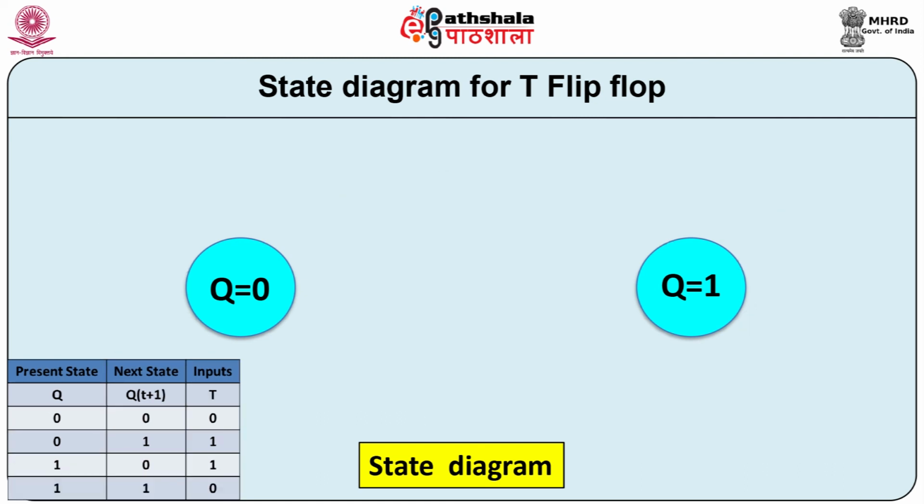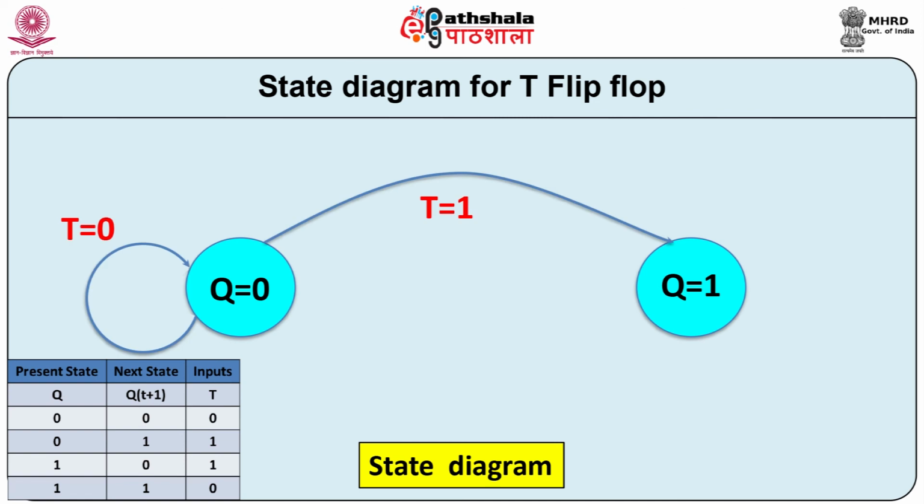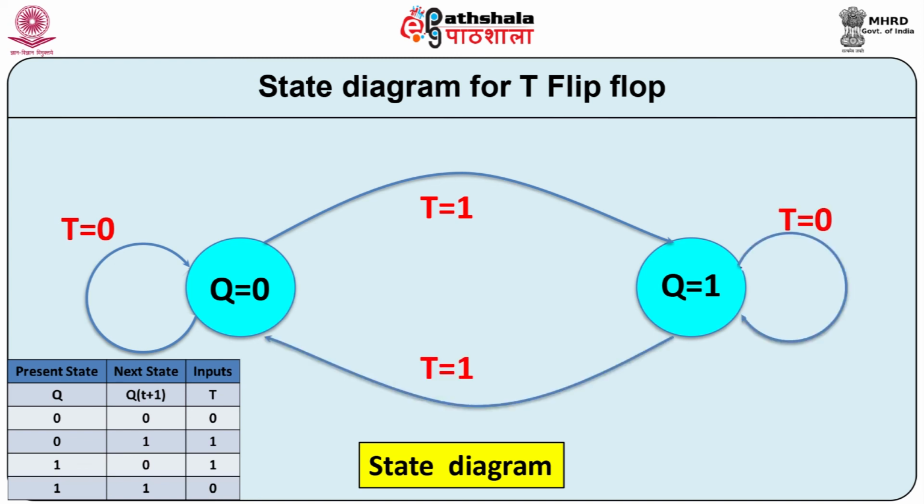Let us now prepare the state diagram for T flip flop. There are two states, reset and set states. If T flip flop is in reset state, that is Q is equal to 0 and T input is 0, then flip flop remains in the same state. But if T input is 1, flip flop makes 0 to 1 state transition. When flip flop is in set state, that is Q is equal to 1 and T input is 0, then flip flop remains in the same state, that is self transition. But if T is equal to 1, then flip flop makes 1 to 0 state transition.